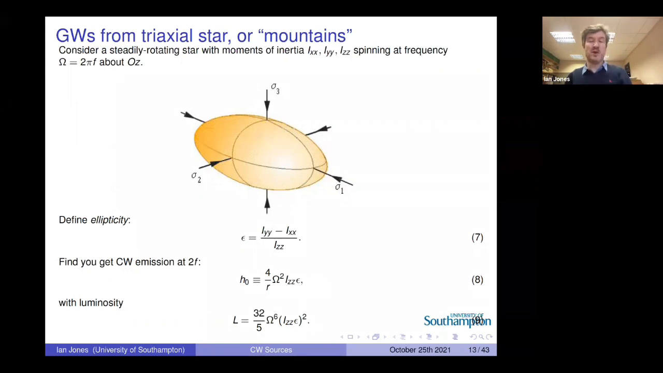The corresponding luminosity is given in this last equation. This goes as the 6th power, so a very steep power of the spin frequency, and is quadratic in the ellipticity. So what these formulae are telling us is that, other things being equal, for a star of a given ellipticity, you'll get stronger emission at high spin frequencies, not very surprising. And for a star of a given spin frequency, you get stronger emission if you have a large ellipticity.